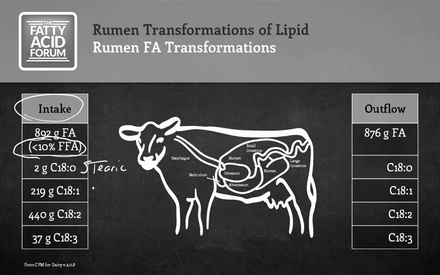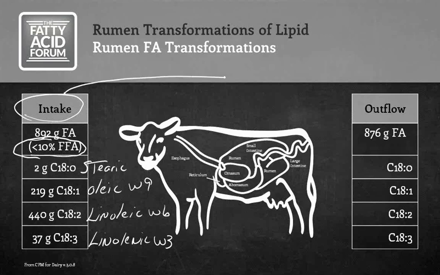219 grams of 18:1, which is oleic acid, 440 grams of 18:2, which is linoleic acid. That's the primary fatty acid that is consumed by a cow normally. And then smaller amounts of 18:3, which is linolenic acid. And referring back to our discussion in the first lecture series, the oleic acid is part of the omega-9 family, linoleic is omega-6, and linolenic is omega-3.